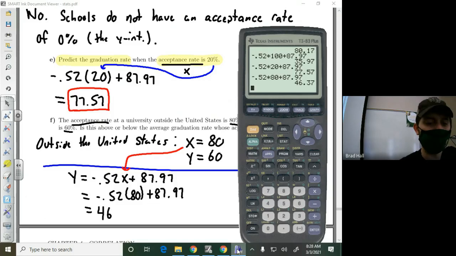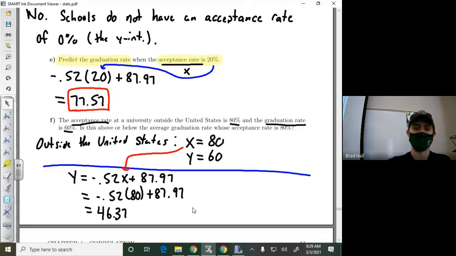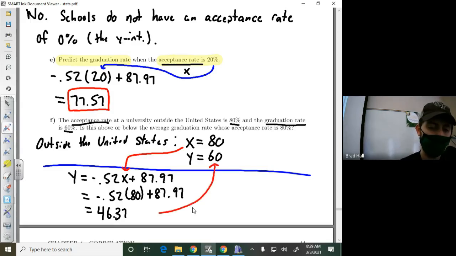So using the United States model, which was the model we had the whole time, in the United States, the graduation rate on average would be 46.37. But in this other country, their graduation rate would be 60. So is this above or below the average graduation rate? So ultimately, we are comparing the 60 to 46.37.